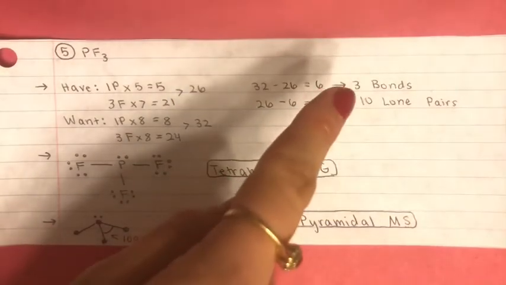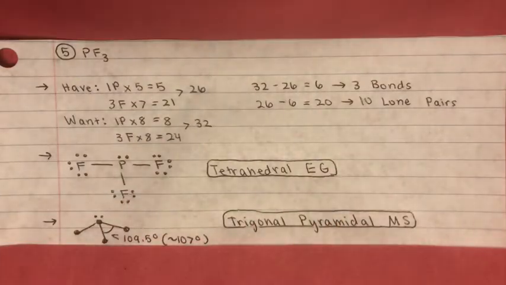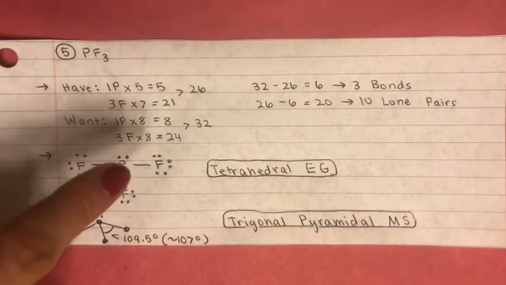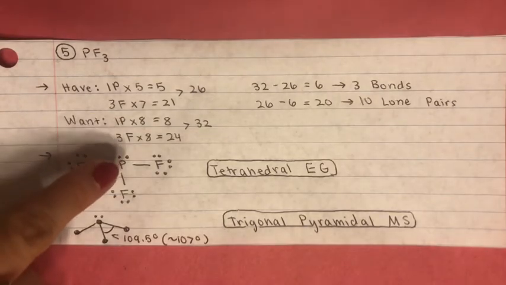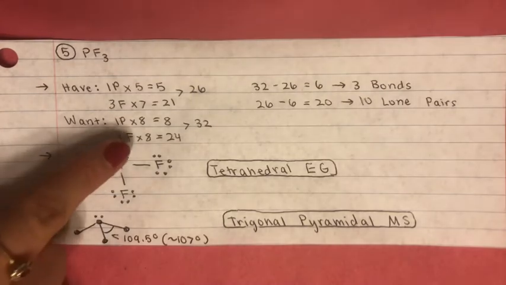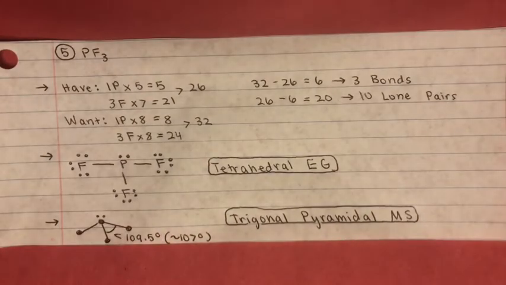PF3 has 3 bonds and 10 lone pairs. Here's the electron geometry drawing of PF3, with phosphorus in the middle and 3 fluorines surrounding it. Each atom is balanced with 8 electrons. Now, the electron geometry is going to be tetrahedral because the center atom, phosphorus, is surrounded by 4 groups. 1, 2, 3, 4. However, the molecular shape is going to be a little different.